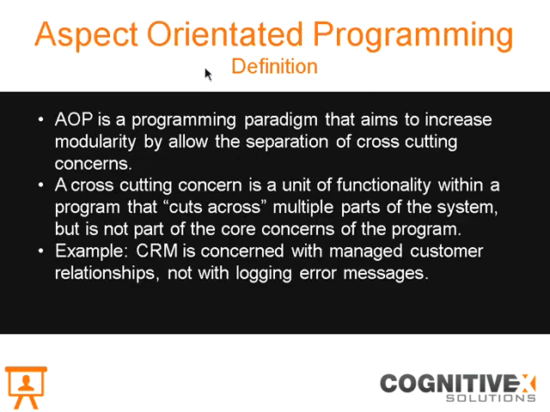Aspect-oriented programming is a programming paradigm that's aimed at increasing modularity of your software by allowing the separation of cross-cutting concerns. Quite a mouthful, but basically a cross-cutting concern is a unit of functionality within a program that cuts across multiple parts of the system. For example, logging, exception handling, database transaction management. They're spread throughout most pieces of software, but they're not directly related to the core concept of the system.